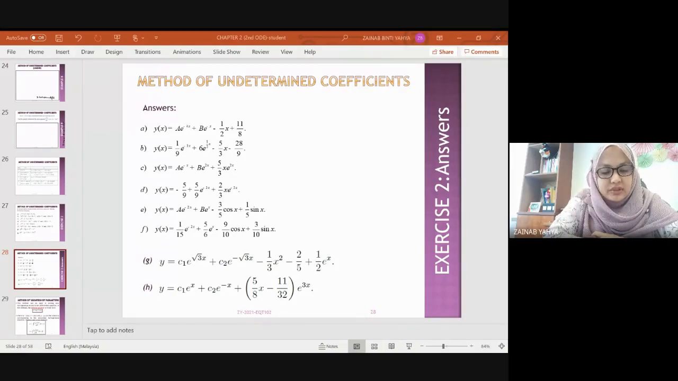Jawapan tak ada pun. Mana tak ada jawapan tu tadi? Vira, jawapan apa yang tak ada? Which jawapan you are referring to? Silap, okay.